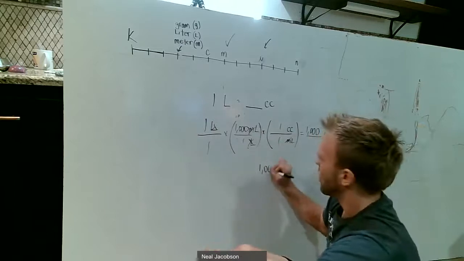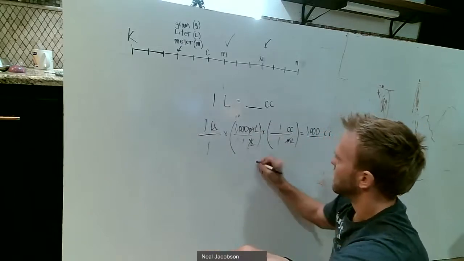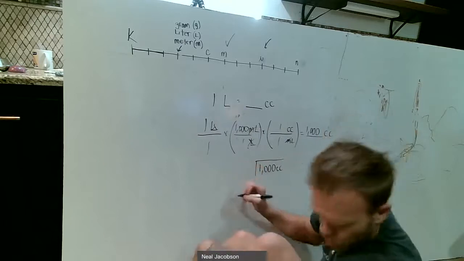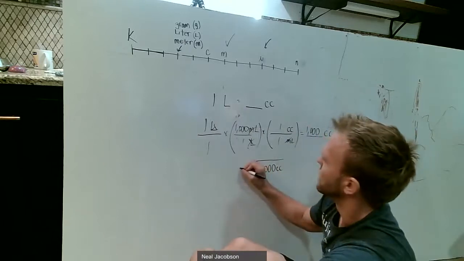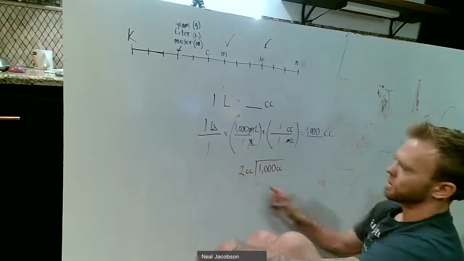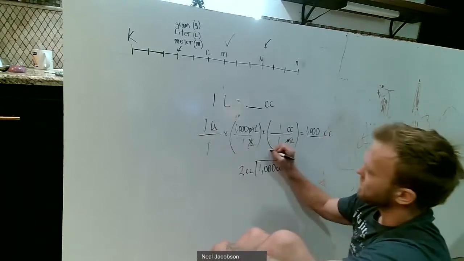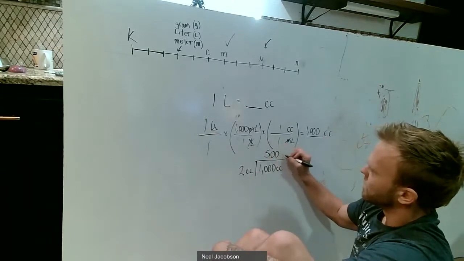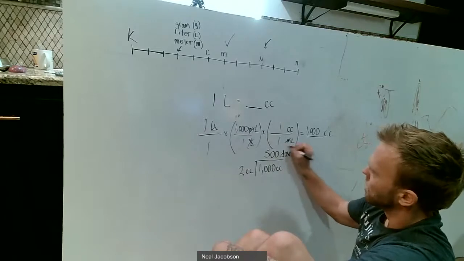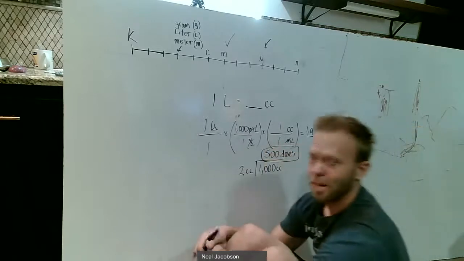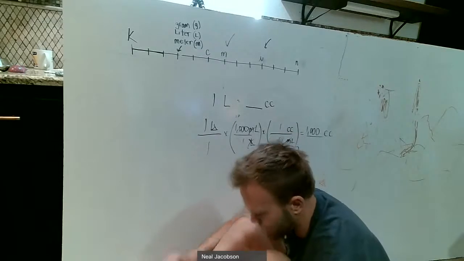So what I really have is 1,000 cc's of flu vaccine. Now, 1 dose is what, 2.5 or something, or 2. So 2 cc's is 1 dose. So how many doses can I get out of 1,000? 500 doses. There you go. All right.